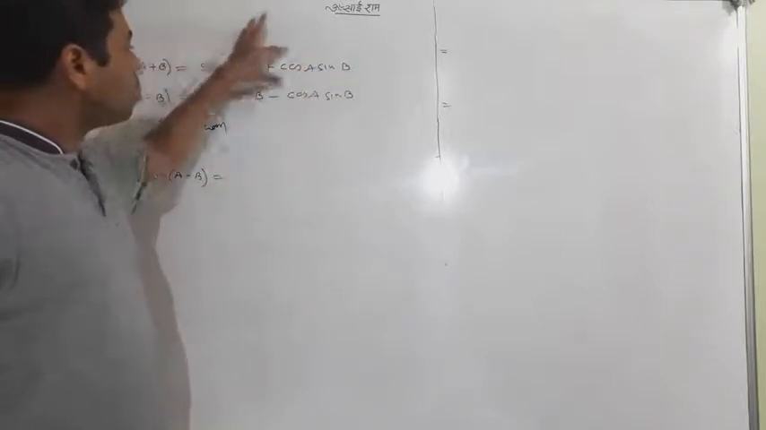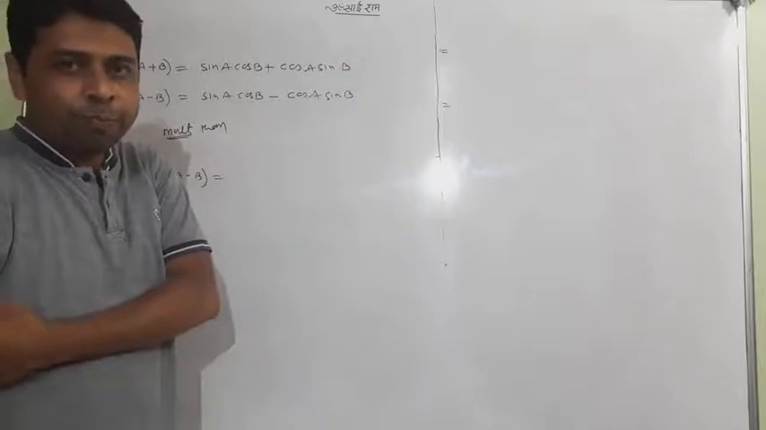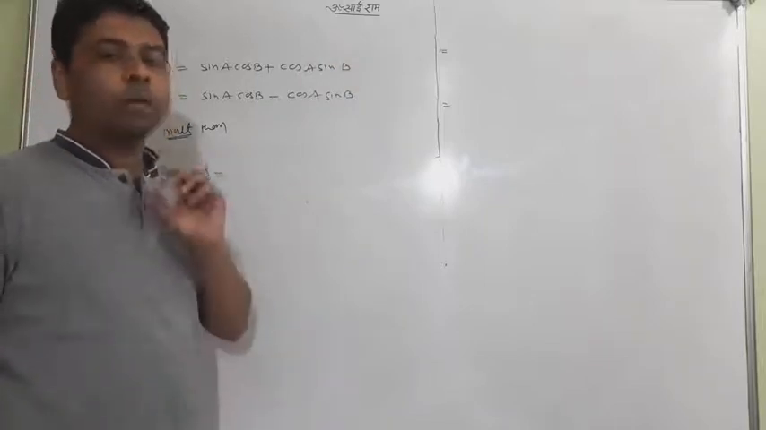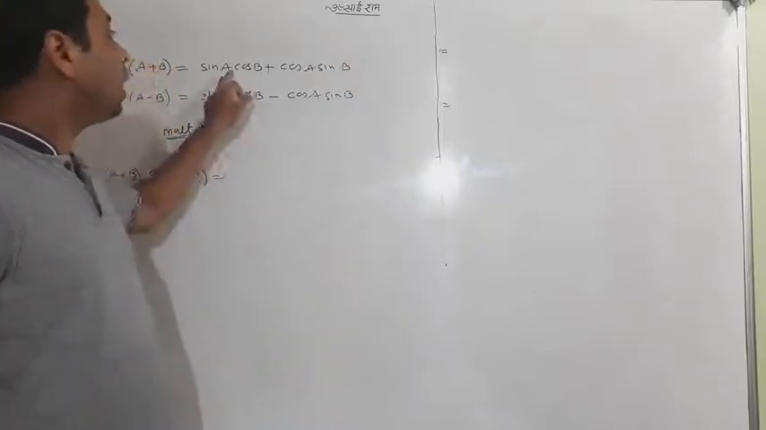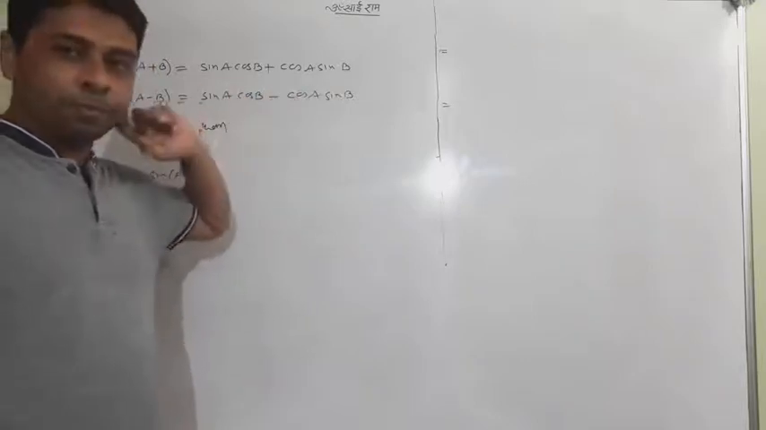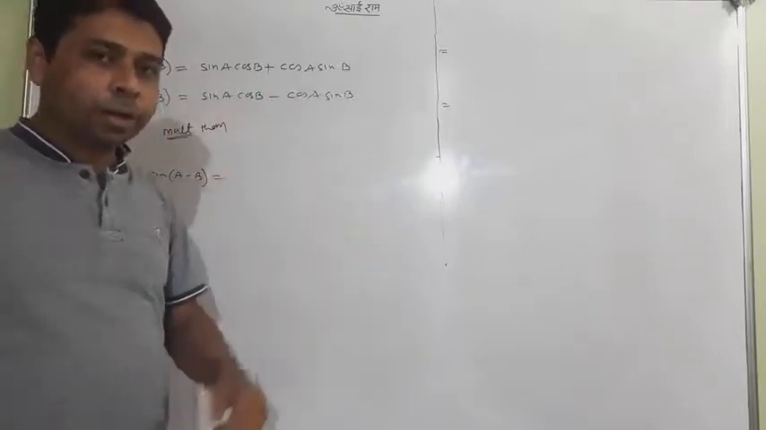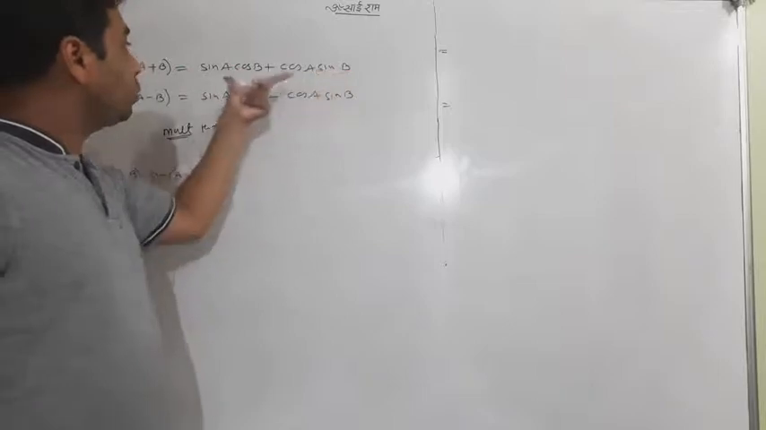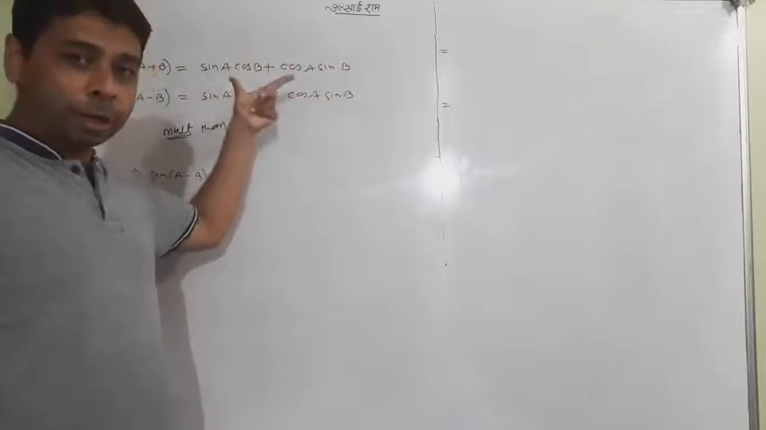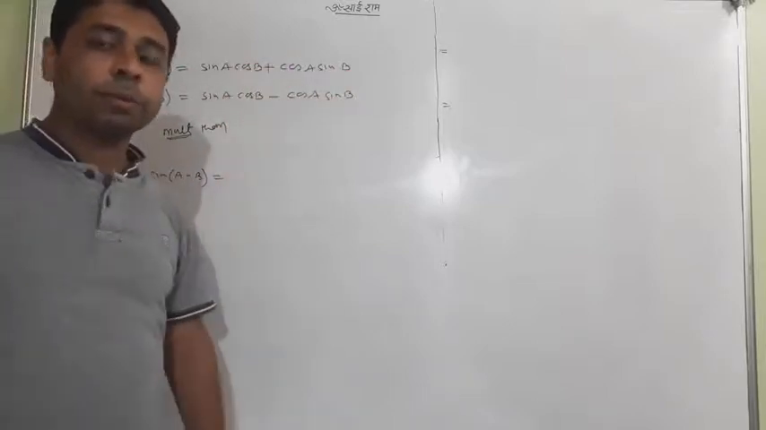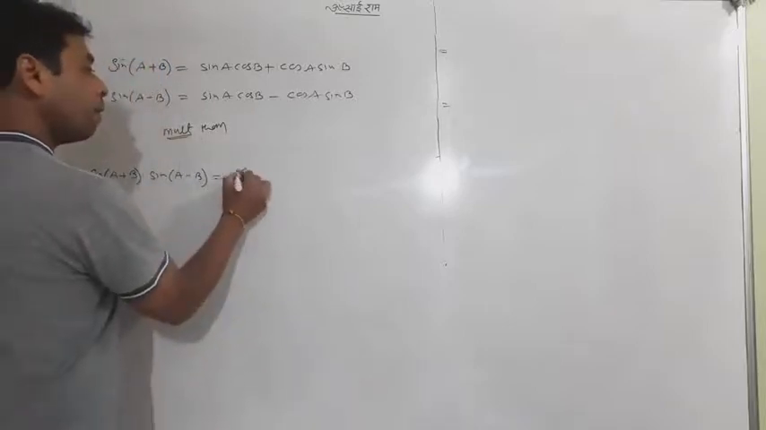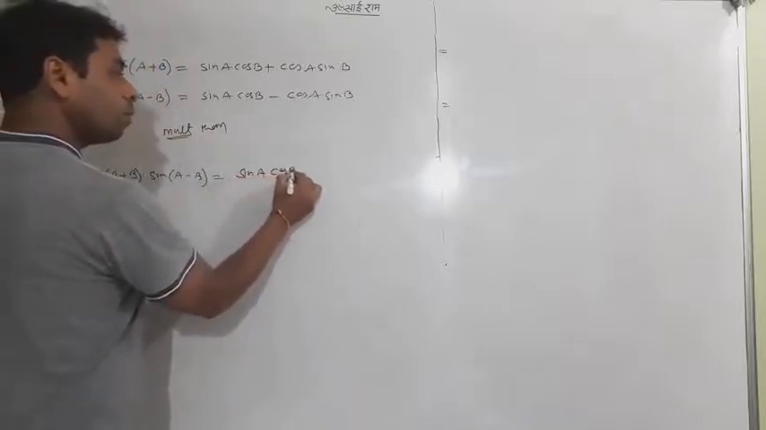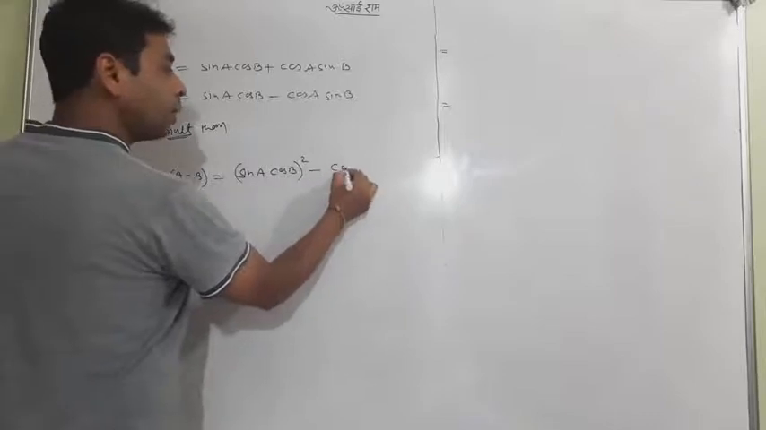Now when these two terms multiply to each other, I don't want to write them again, but you can understand it is a formula. A plus B into A minus B, so A square minus B square. When these two multiply to each other, the formula will follow. What will come? A square minus B square.